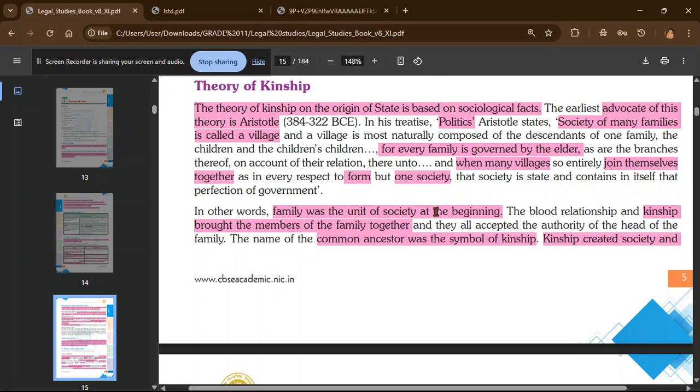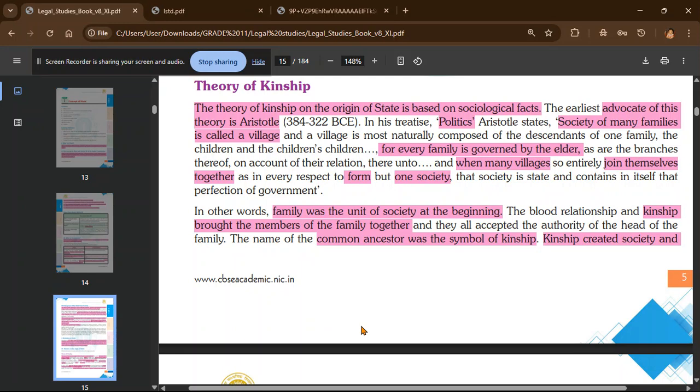Okay, so the first theory we are going to see is theory of kinship. Again, as I said, kinship is basically blood relationship. So, the theory of kinship on the origin of state is based on sociological facts. Means these are facts. These are not assumptions, they are facts. So, the earliest advocate of this theory is Aristotle. Means the first person who had given a proper structure to this theory was Aristotle.